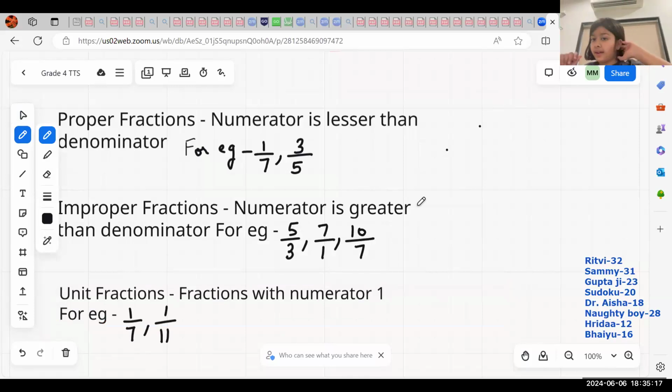Sir, the denominator of unit fractions can be anything. Yes, beta. The denominator of unit fractions can be anything.